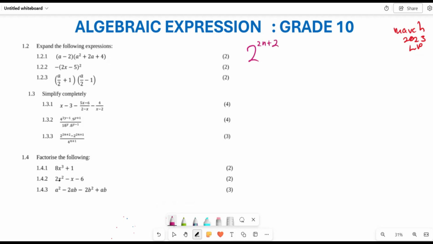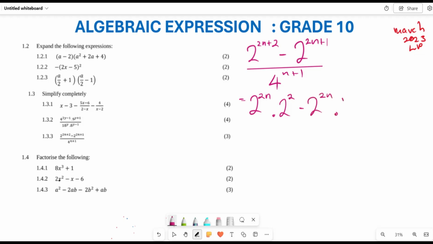This is subtract 2 to the power of 2n plus 1, divided by 4 to the power of n plus 1. Now, what is it that you're going to do from here? I want to write this in factor form. This is 2 to the power of 2n multiplied by 2 to the power of 2, subtract 2 to the power of 2n multiplied by 2 to the power of 1.